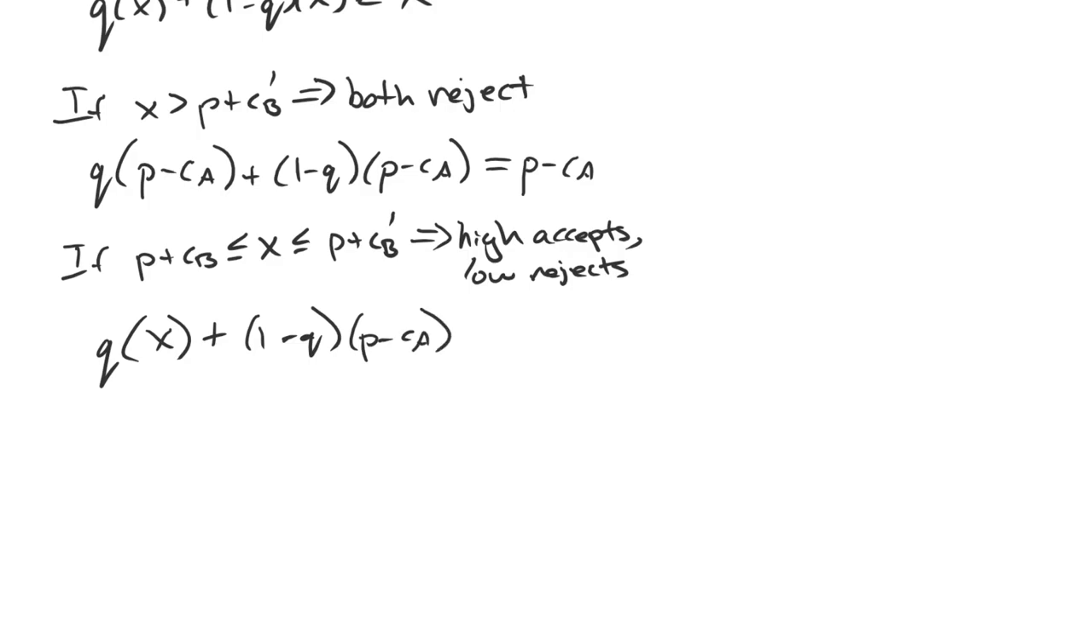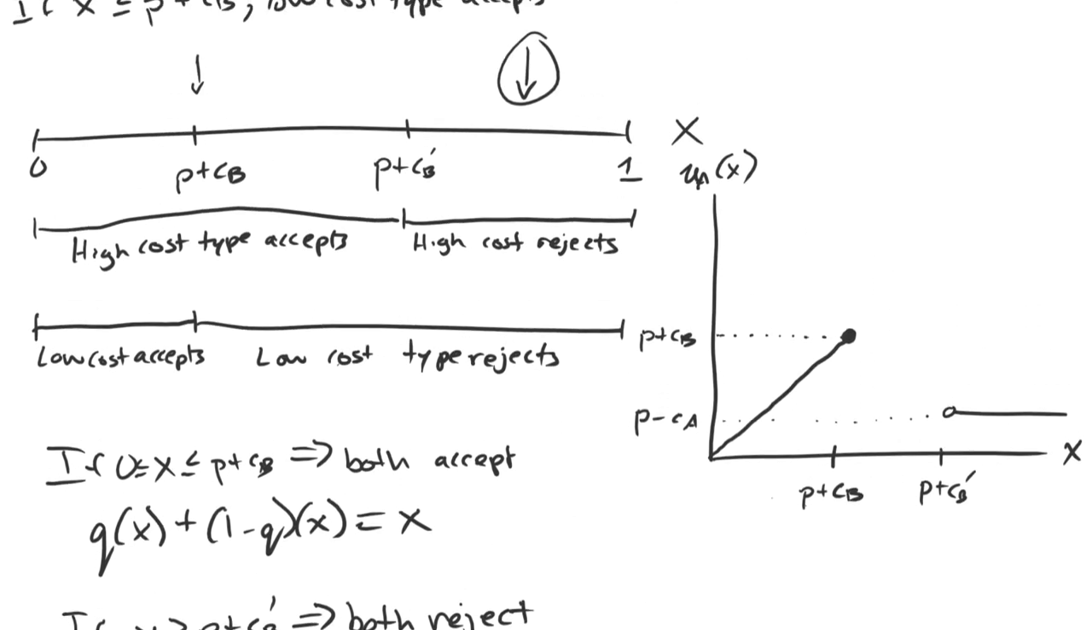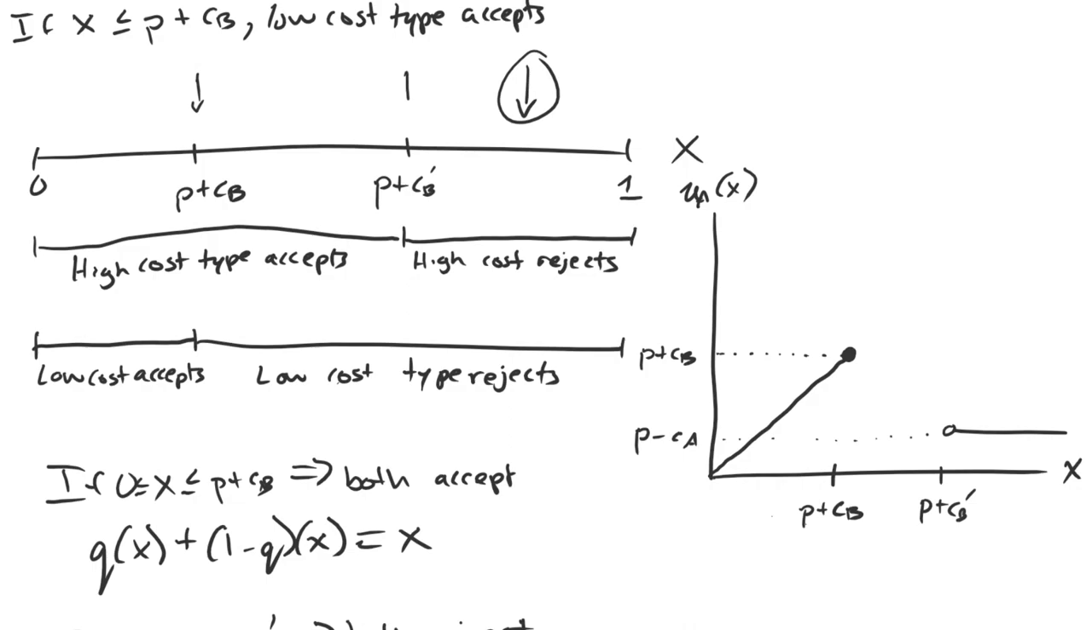All right. Well, what do we see here? We see that within this region, if you're going to choose an X that is between P plus CB and P plus CB prime, your utility is going to always be increasing in X within that region. Because as long as you don't exceed P plus CB prime, you're still going to keep it so that the high cost type accepts and the low cost type rejects. So if you're going to do that, you might as well extract everything you possibly can out of the high cost type. And everything that you could possibly extract out of the high cost type, well, we see it right here. It's P plus CB prime.